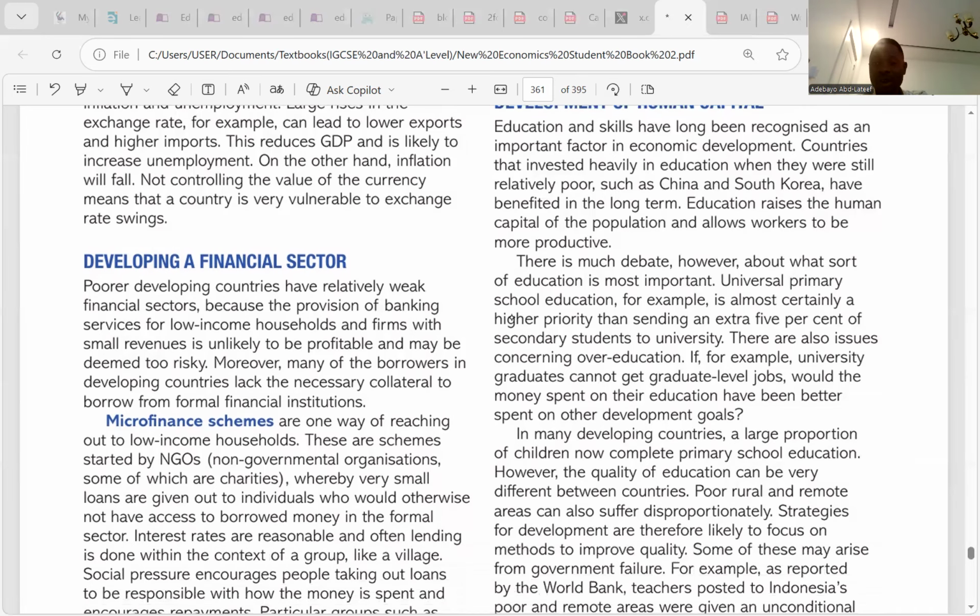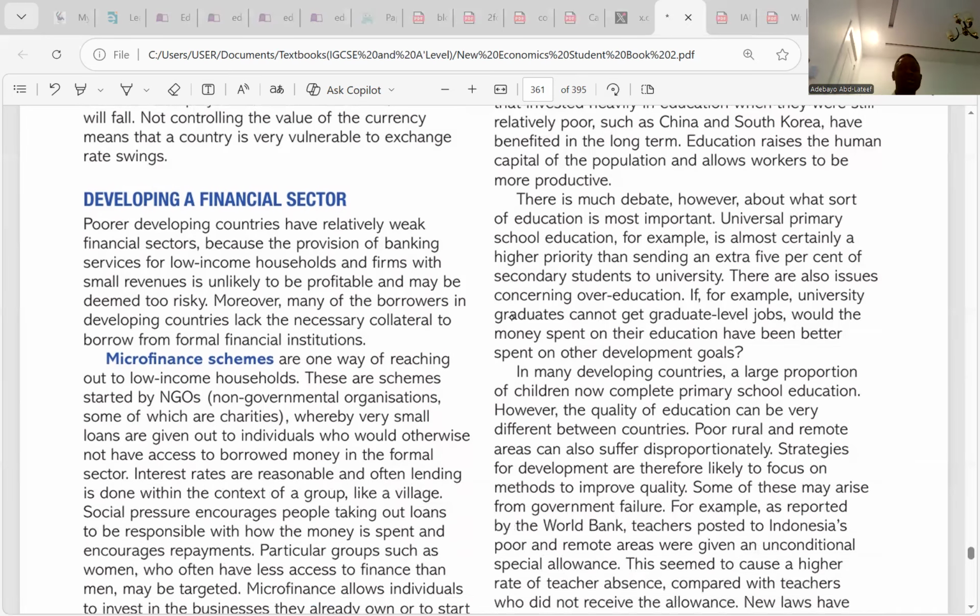There's much debate, however, about what sort of education is most important. Universal primary school education, for example, is almost certainly a higher priority than sending an extra 5% of secondary students to university. There are also issues concerning over-education. If, for example, university graduates cannot get graduate level jobs, that's underemployment, would the money spent on their education have been better spent on other development goals?